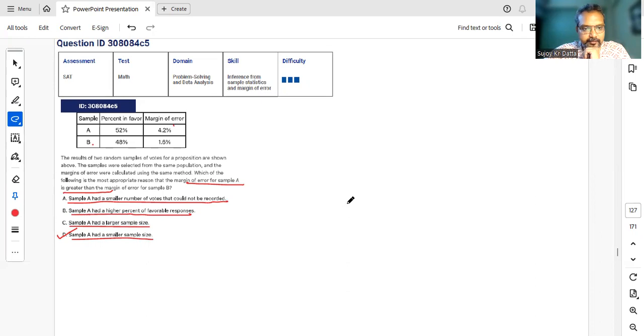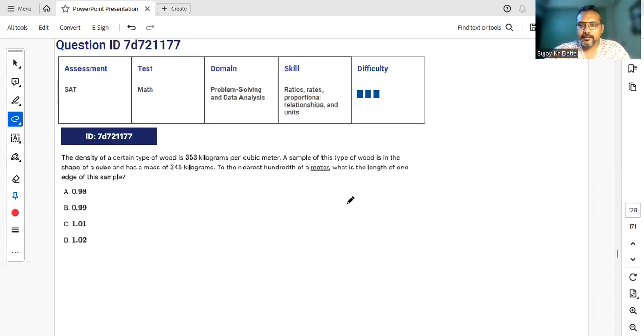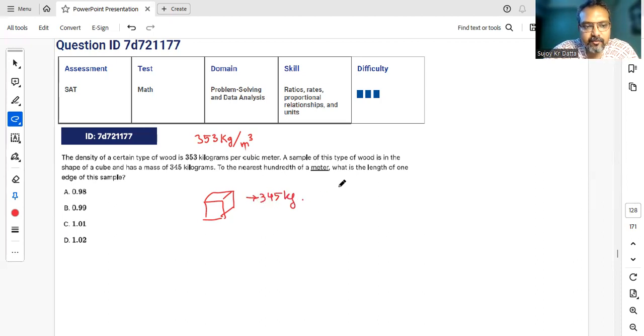Okay, let's go on to the next one. The density of wood is 353 kilograms per cubic meter. A sample of this wood is in the shape of a cube, and the cube has a mass of 345 kilograms. So if its mass is 345 kilograms, what is the volume?